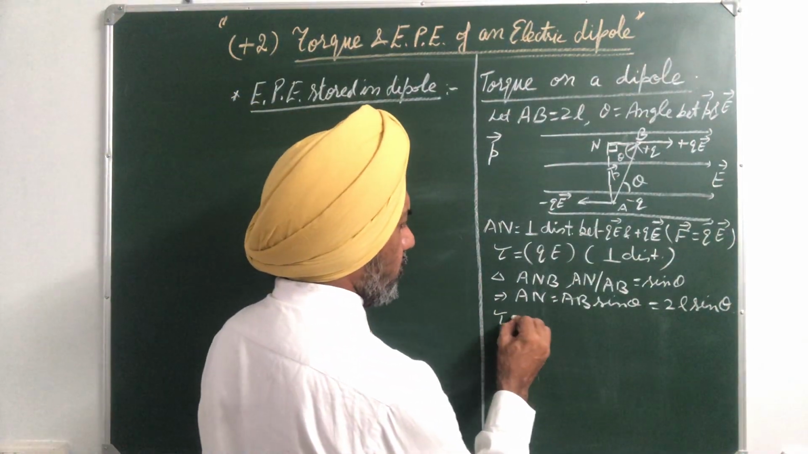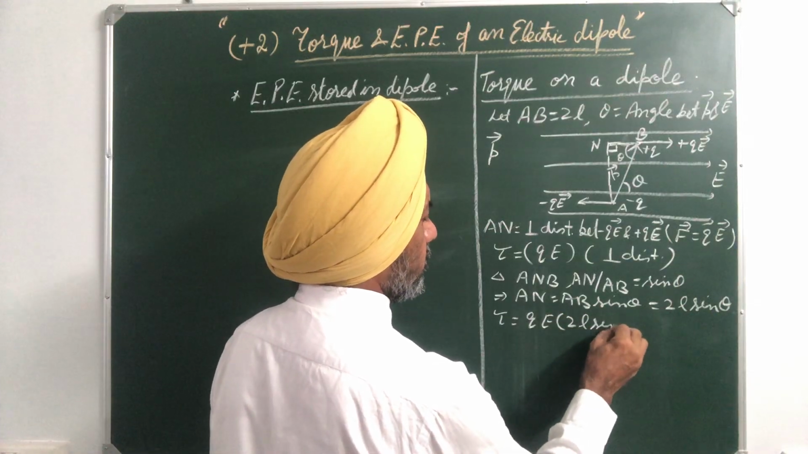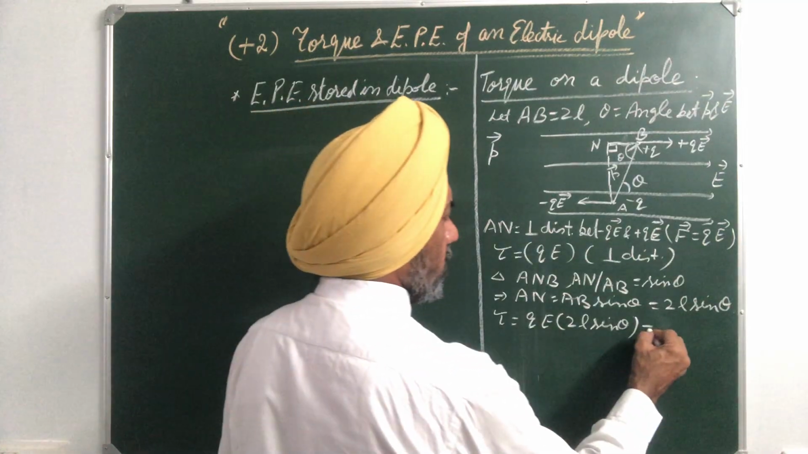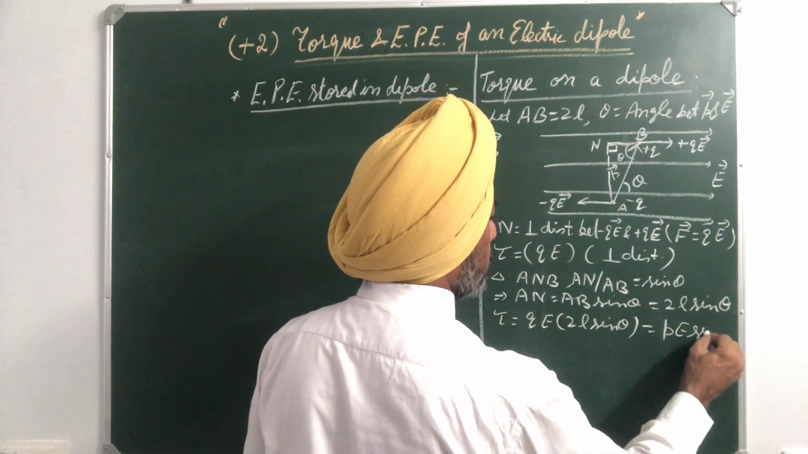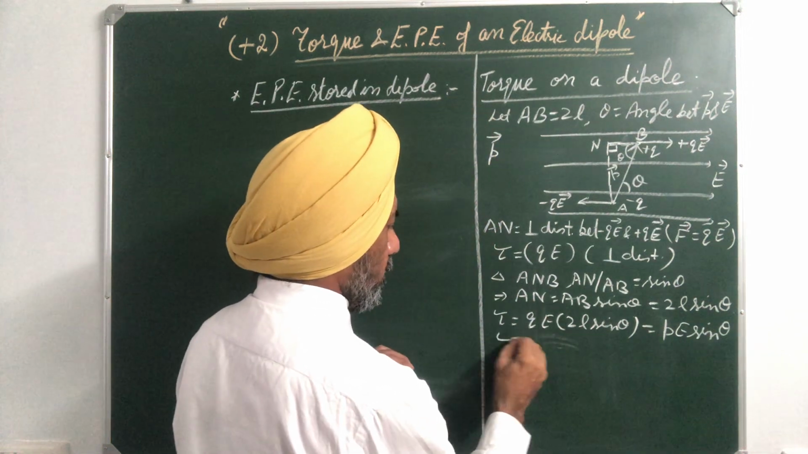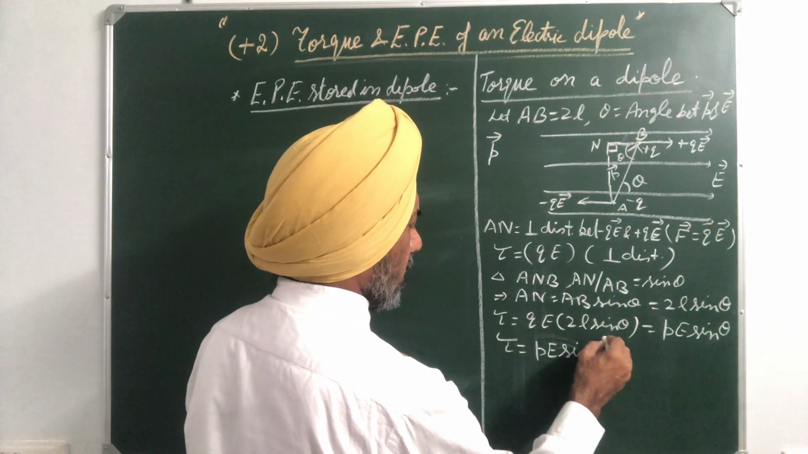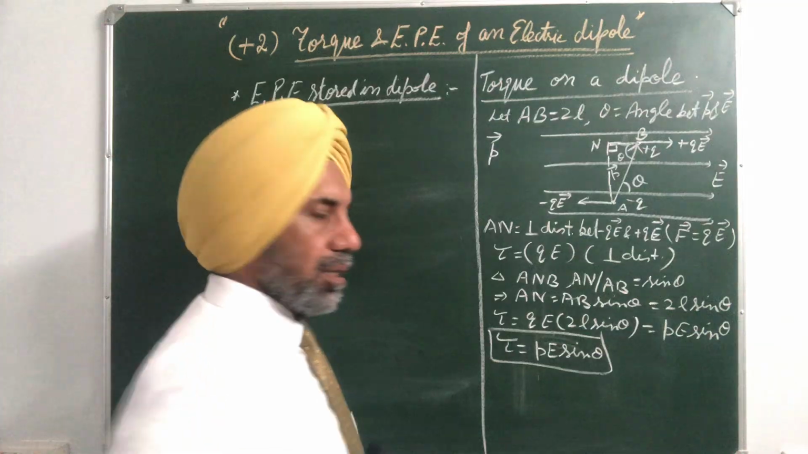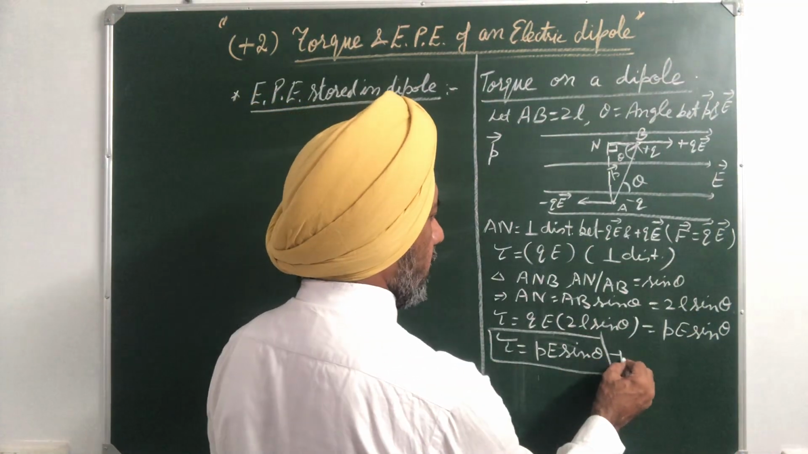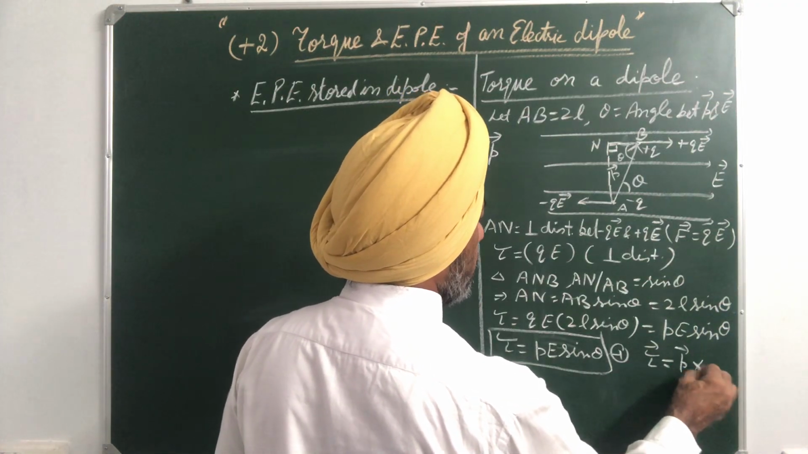Therefore tau is given by Q into E into 2L sine theta, or Q into 2L is equal to P, so it is PE sine theta. So torque is equal to PE sine theta, which is the required expression for torque acting upon a dipole placed in a uniform electric field. In vector form, it can be written as tau is equal to P cross E.